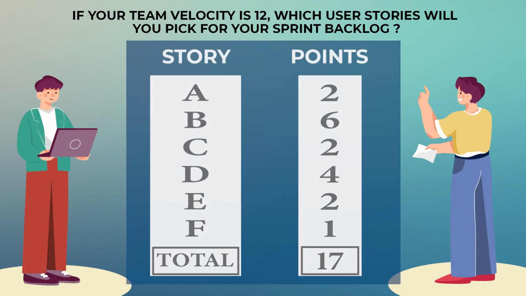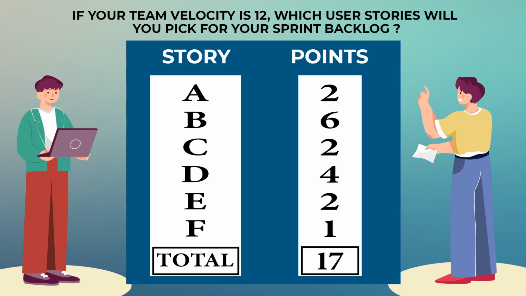Assuming that your team's velocity is 12 and these are the user stories in the product backlog which are yet to be done. So if you have to pick up the user stories for your sprint backlog, which ones you will pick? Now I would again like you to pause the video and write in the chat window which user stories you will pick for your upcoming sprint. And yes, it is A, B, C and E.